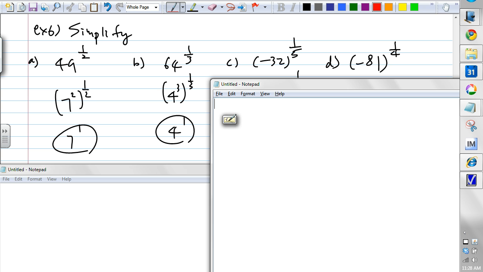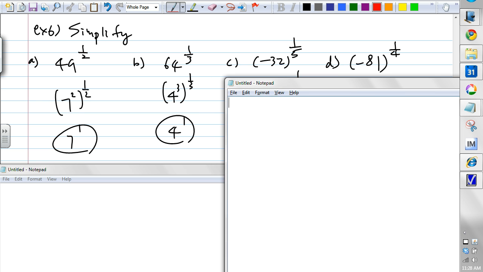Now, could you have gone down to 2? So could you write down 2 to the 6th? Yeah, it will still work. You still get 4, right? Because what's 2 to the 6th to the 1/3? You get what? 2 to the second, which is 4. Do you understand? What about C?